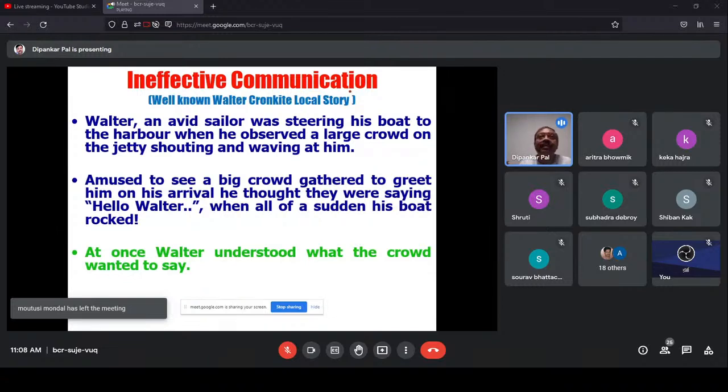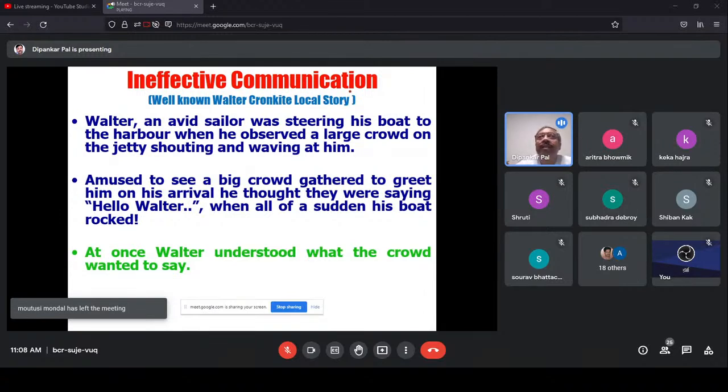Obviously, the answer is that the mistake is perhaps on both sides, because definitely this was not a very effective mode of communication on behalf of the people who had gathered around the dock. Instead of waving their hands, they should have probably put a danger symbol with a pillar or a post. They should have tied that skull symbol, which shows that there is danger in that particular area. Maybe that would have been a better communication to explain this particular danger.